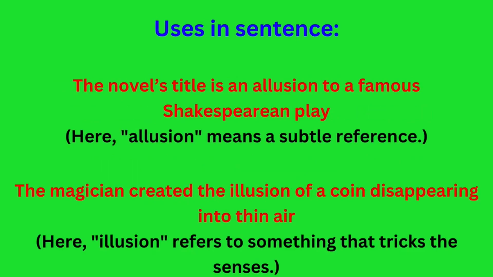In a sentence, "The novel's title is an allusion to a famous Shakespearean play." Here, allusion means a subtle reference. "The magician created the illusion of a coin disappearing into thin air." Here, illusion refers to something that tricks the senses.